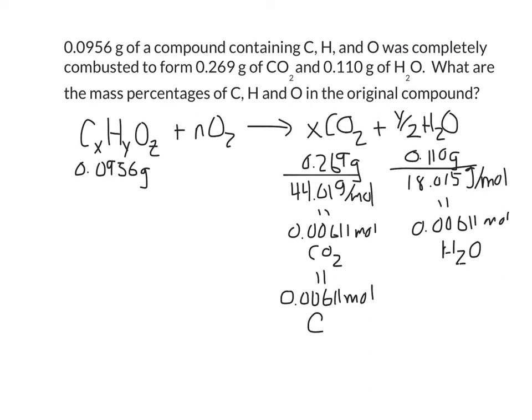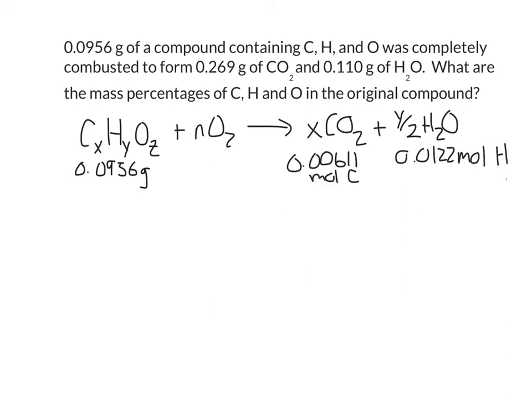However, we can see that for water, every water contains 2 hydrogens. So I'm going to have twice as many hydrogens as the number of moles of water. And so to get the number of moles of hydrogen, I have to multiply this by 2, and I will have 0.0122 moles of hydrogen.